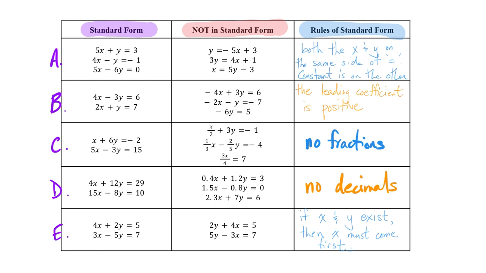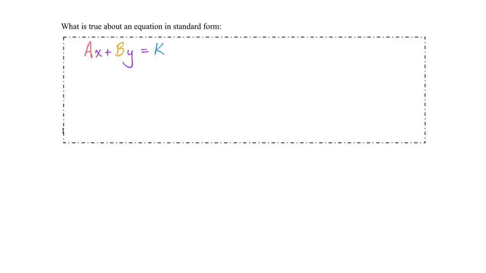Okay, what I want to do is take a look at that maybe a little more formally. So what you see on the screen then is your standard form. If you take a peek at your equation, this is what we covered on the very first screen. I told you what the standard form looked like. It was ax plus by equals k. What I'd like to do now is answer the question that I put up above that box. What is true about an equation in standard form if it looks like that?